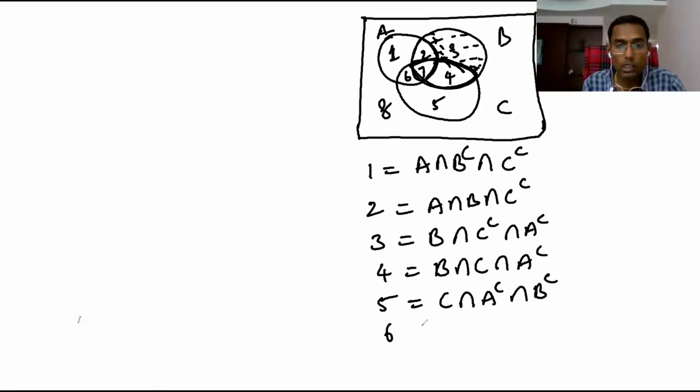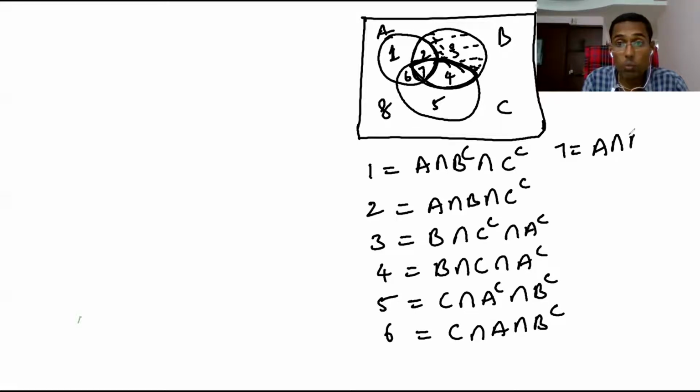6, you know what 6 is. You know very clearly, 6 is C and A and not B. Now you understand. What is 7 here? Region 7 is A intersection B intersection C. This is 7, you see. 7 is there in A and B and C.